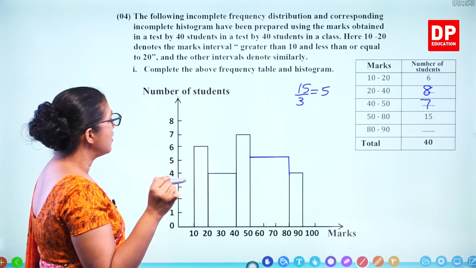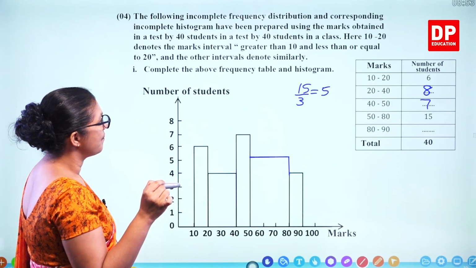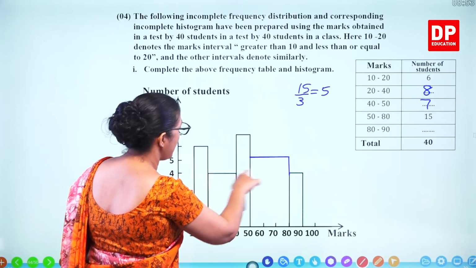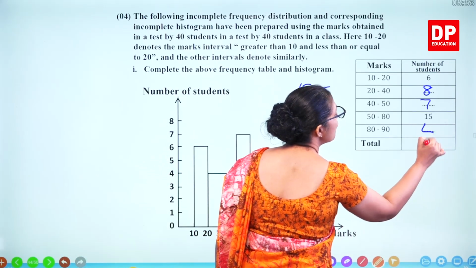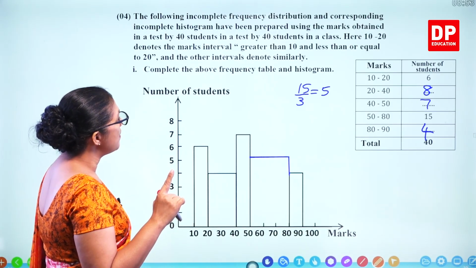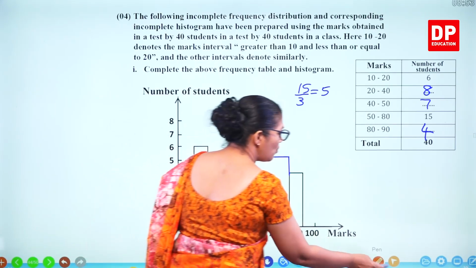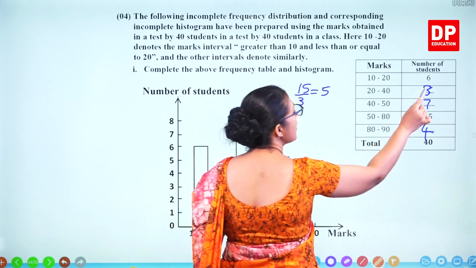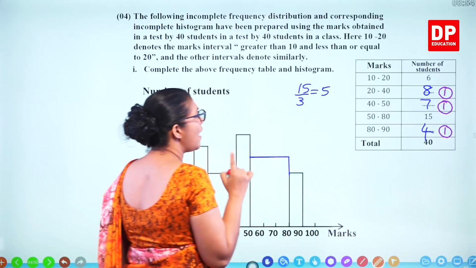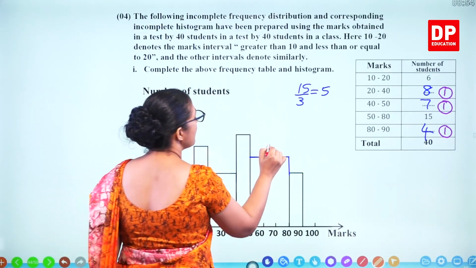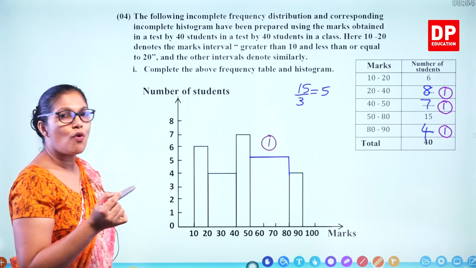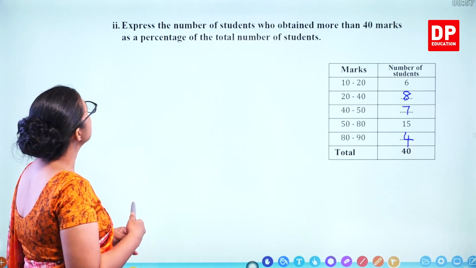So this is the bar you need to draw. That's 5. Then 80 to 90, that's given. That's 4. So you can write down 4. So that's the table. Complete the above frequency table and histogram. So when you think about marks, so you get 1, 1, 1. Because you are filling these 3 values and you are drawing only this bar. So you get only 1 mark for this bar. So altogether 4 marks.